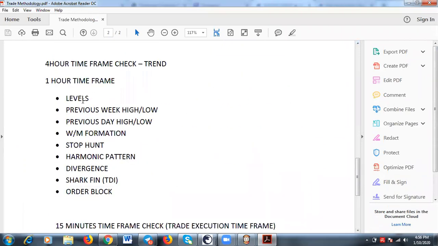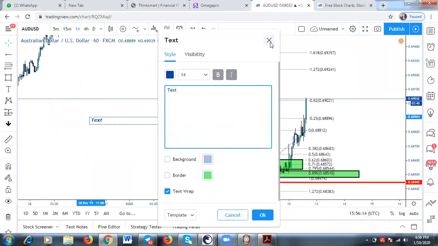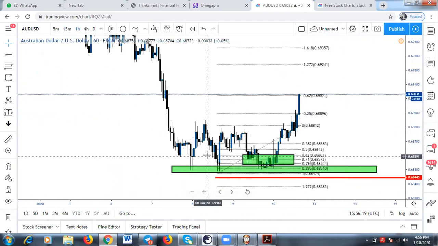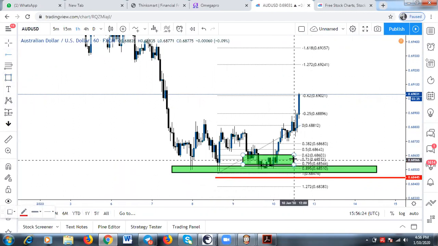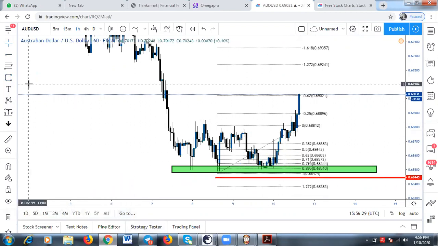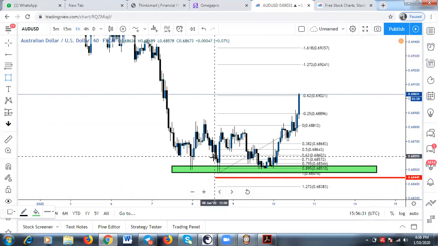Now, what are the confirmations we see here? We checked our levels, completed level 3 and all that, and they gave us the peak formation. We have a WM formation, W formation, and we have a harmonic pattern and divergence. Then let's check, do we have an order block? Yes, guys, we have an order block, and this is it. We already know what our entry is. So now, order block, this is it. This is another block.